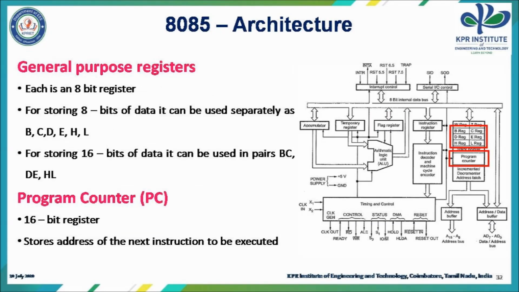Then comes the general purpose registers of 8085. There are 6 general purpose registers: B, C, D, E, H and L. All these 6 registers are 8-bit registers, but they can also be combined as BC, DE and HL register pairs to be used as 16-bit registers. Then program counter. Program counter is a 16-bit register. This program counter is used to hold the address of next instruction to be executed.